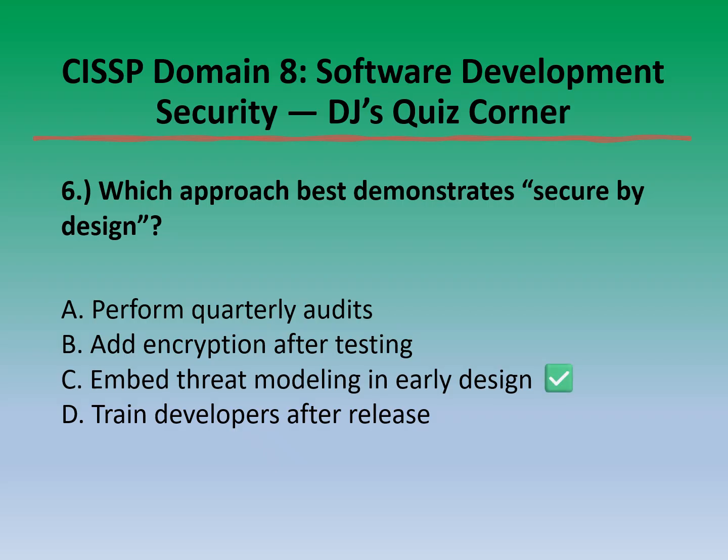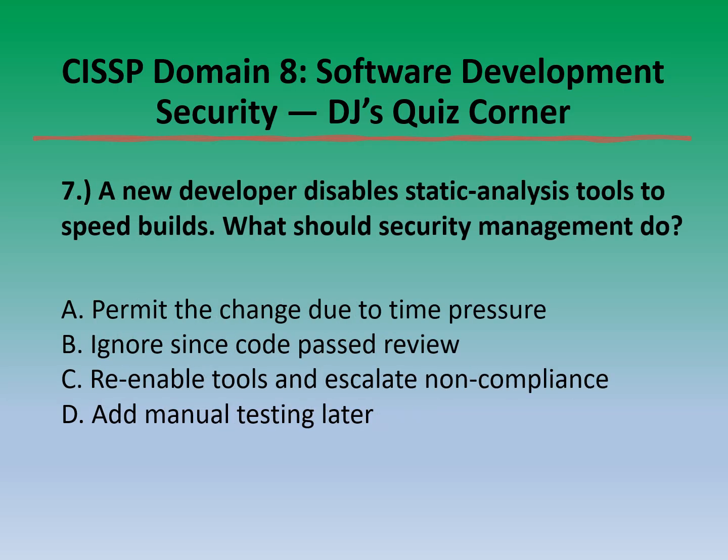The correct answer is C. Embed threat modeling in early design. Threat modeling before code exists weaves security into architecture. Prevention, not correction.